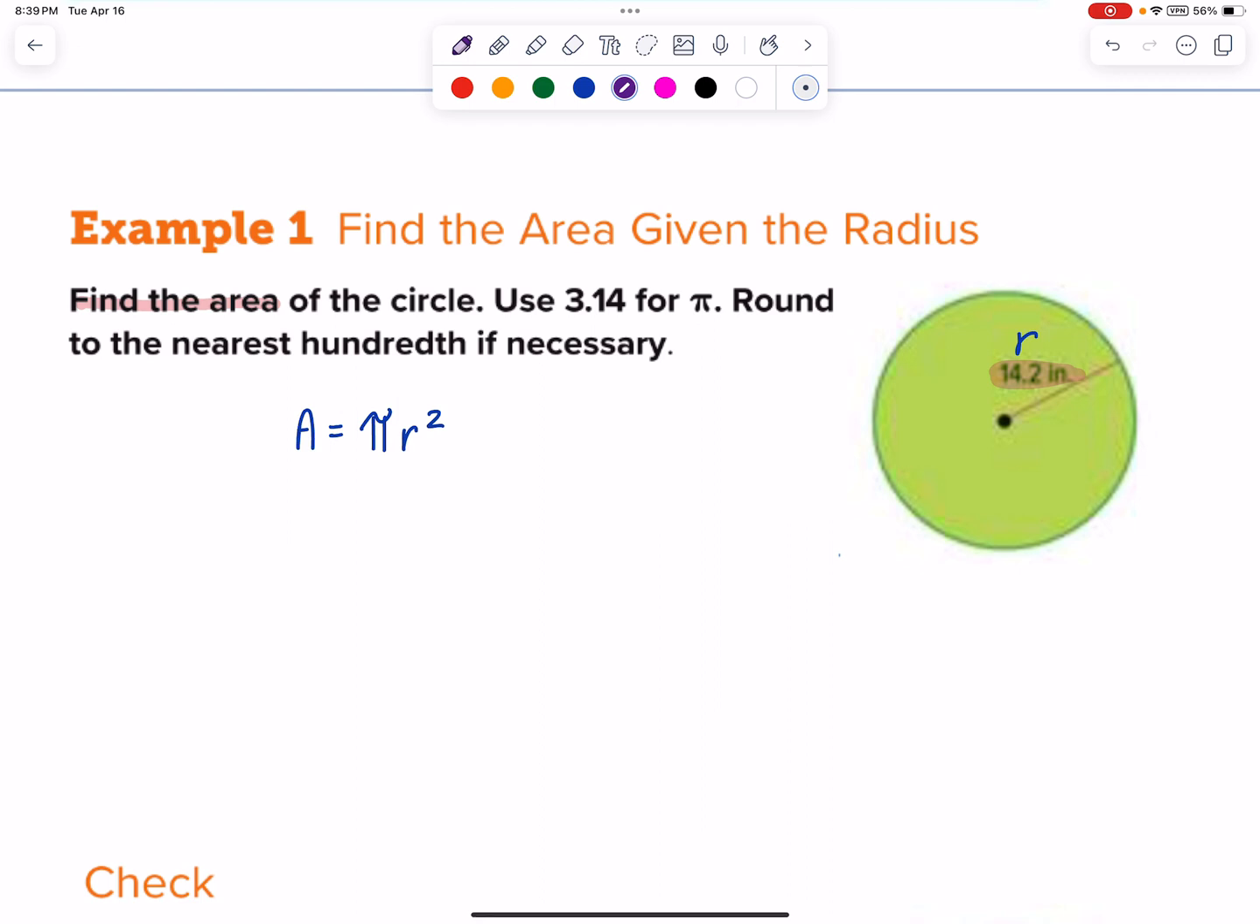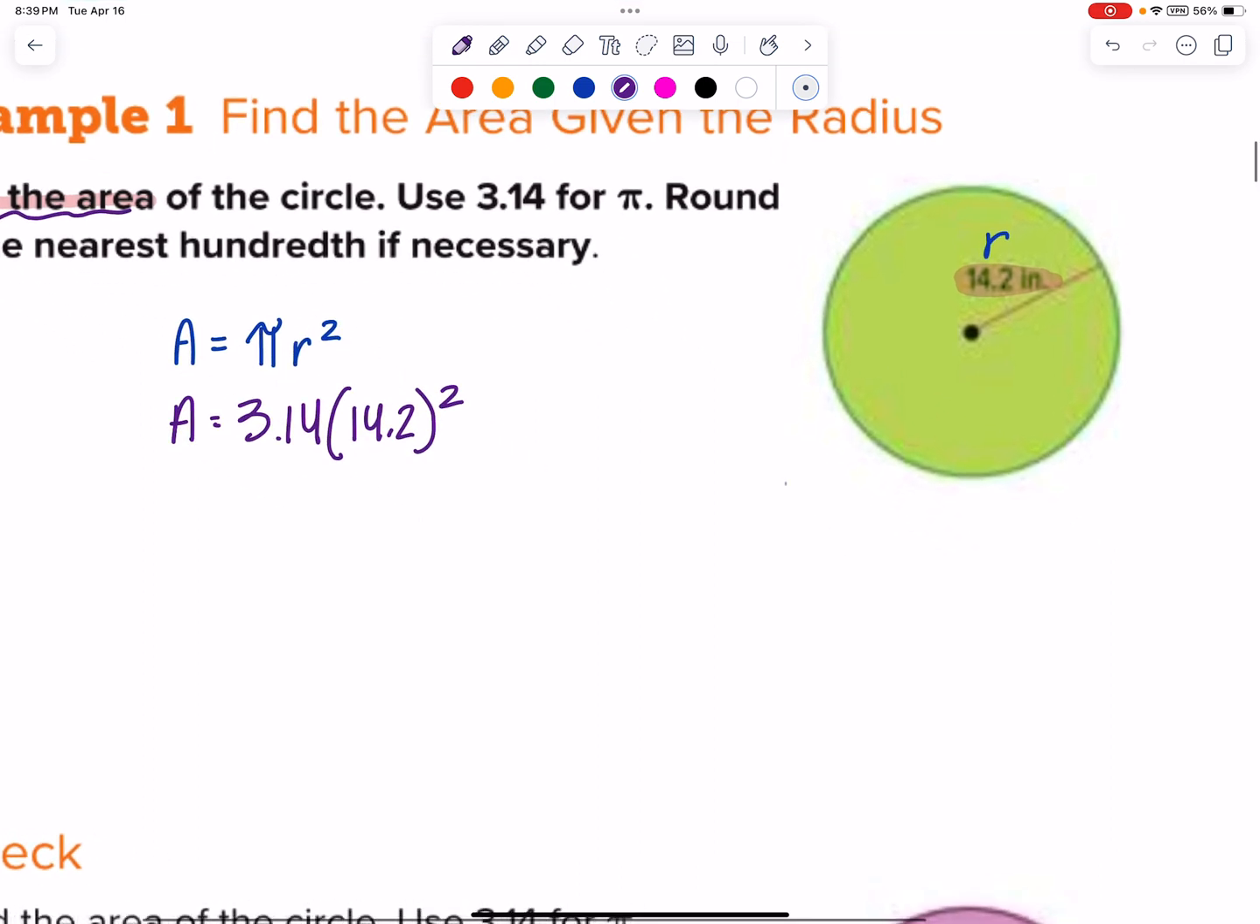Do we know the area? No, it says find the area. So we're going to have area equals 3.14 times the radius, which is 14.2, squared, okay? Now, for this, we have to follow order of operations. And order of operations, remember with our GEMDAS, says take care of any grouping, which we don't have grouping. This is just organizational, okay? But we need to take care of any exponents, okay? And so we have to take care of this first, okay?